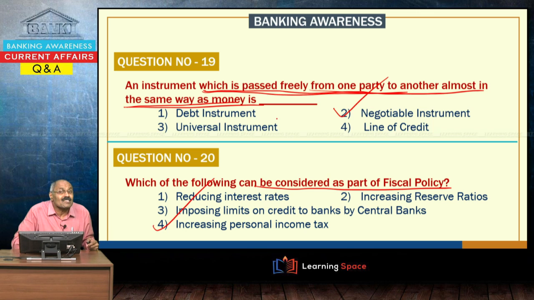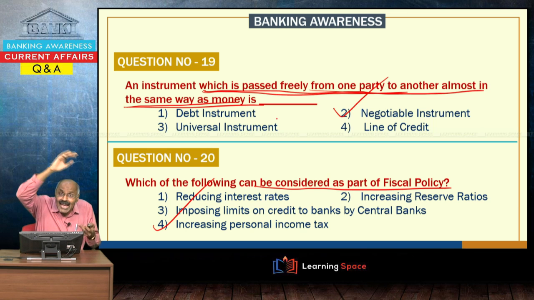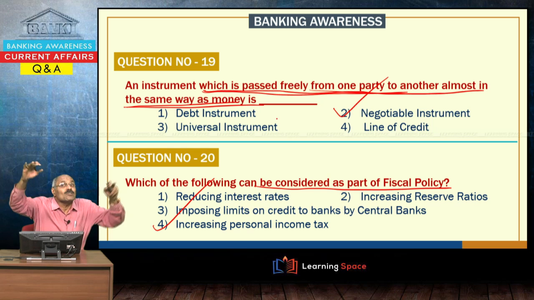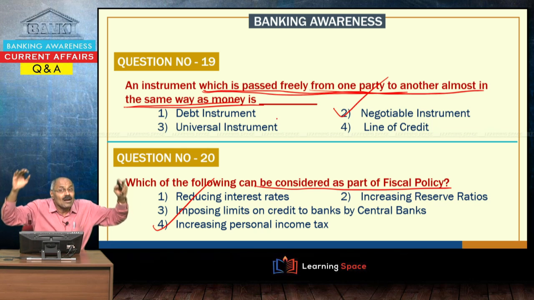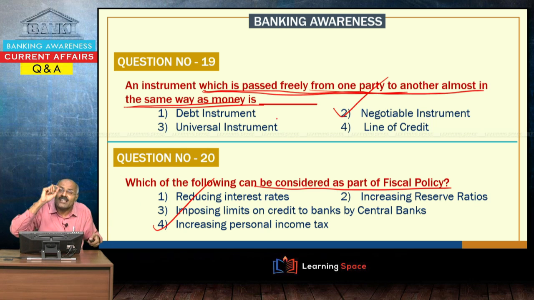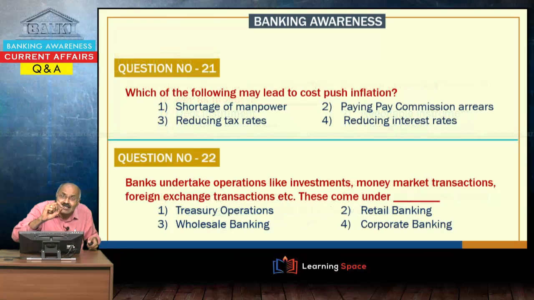And fiscal policy means increasing the personal income tax, increasing the taxes, increasing the government expenditure, reducing the taxes, reducing the government expenditure. These are part of fiscal policy, please understand.